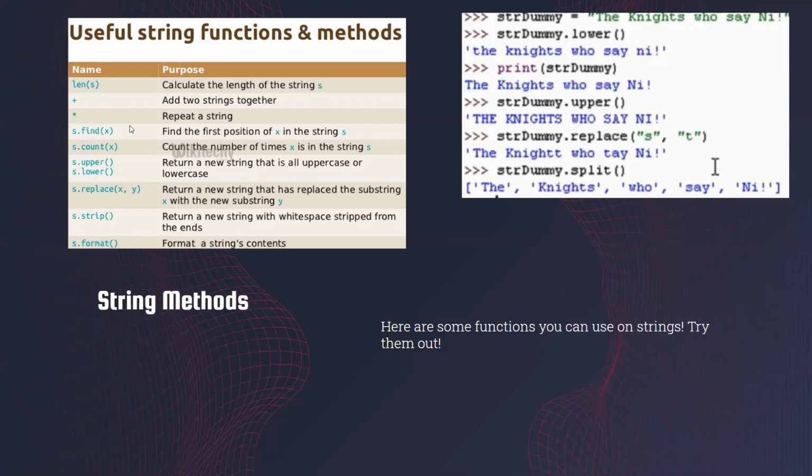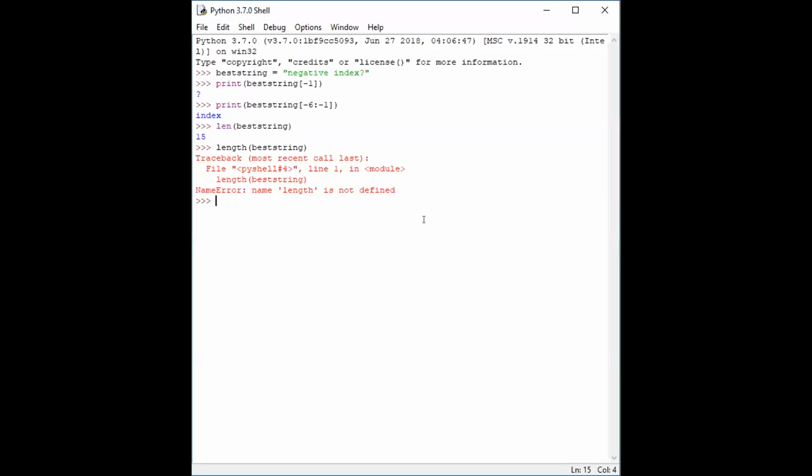Dot find, it finds the first index of whatever you put inside of the parentheses in your string. So let's share the screen. Alright, so first let's use the find function. So this is how you use it. The name of your string, dot find, and then whatever you want to find, index.